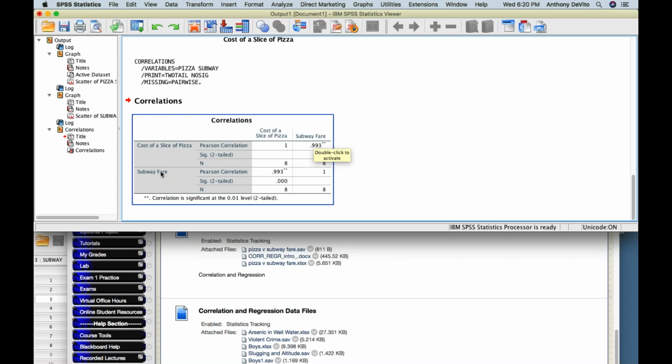Then at the bottom, as SPSS wants to do, it actually just turns the variables around, says subway fare versus the cost of a slice of pizza. We wind up obviously with the same thing. It's the same comparison. Don't let SPSS throw you off by the fact that it happens to do that exact analysis twice. Okay, but that's our R value, our Pearson's correlation, and this is our probability of being wrong if we reject the null hypothesis. That would be R is equal to 0, correlation is equal to 0. So this tells us if we can reject our null hypothesis.